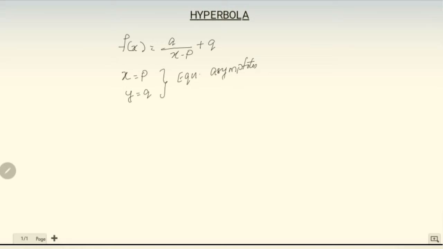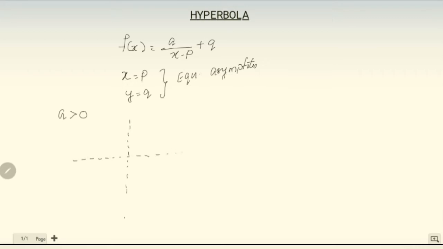Now we can see that basically there are two types of hyperbolas. Like the parabola, here also a is very important. If a is positive, that is a greater than 0, I will draw the first type of hyperbola. Whenever you draw a hyperbola, the first thing you have to draw is the asymptotes. So let me start with the vertical asymptote, that is, x is equal to p, a vertical line. Then the horizontal asymptote, that is, y is equal to q.